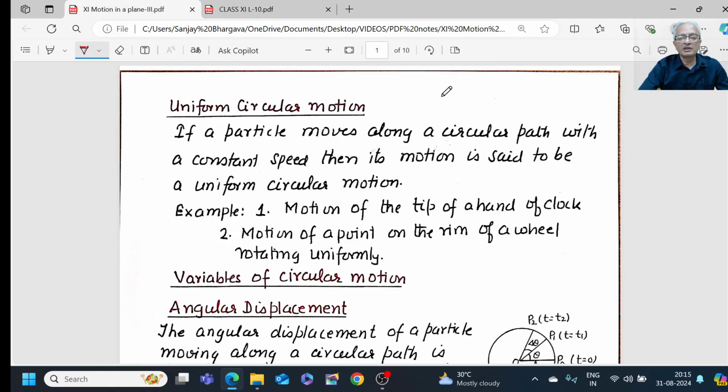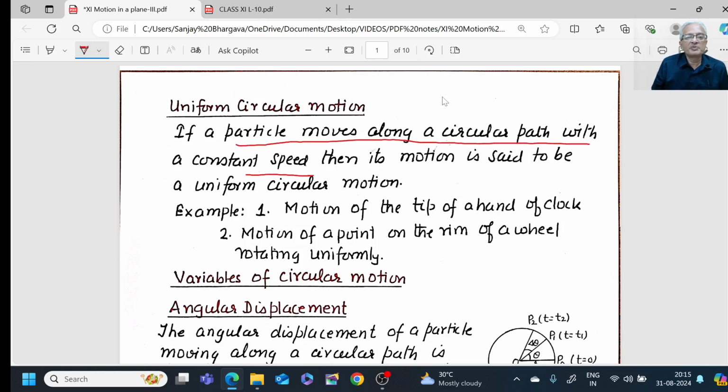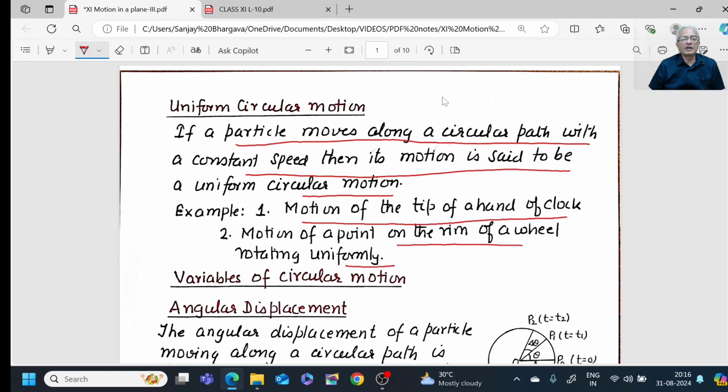So here we pick up with uniform circular motion. If a particle moves along a circular path with a constant speed, then its motion is said to be uniform circular motion. So a particle is supposed to move along the circle with uniform speed. The examples of uniform circular motion: motion of the tip of a hand of a clock. So every hand of the clock performs uniform circular motion. Motion of a point on the rim of a wheel rotating uniformly.